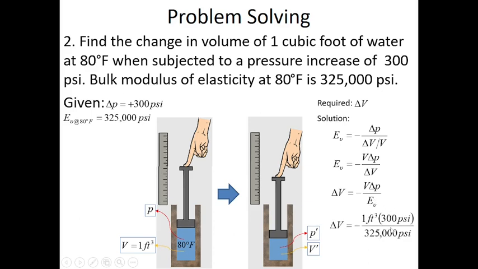No? So, alam natin that the original volume is 1 cubic foot. Change in pressure is positive 300 psi. The bulk modulus of elasticity at 80 degree Fahrenheit is 325,000 psi, giving us an answer of negative 9.23 times 10 to the negative 4 cubic foot. No? So that is the change in volume. Okay? So tama yung in-expect natin, negative. Implying that there is a decrease in volume because there is an increase in pressure. Okay?